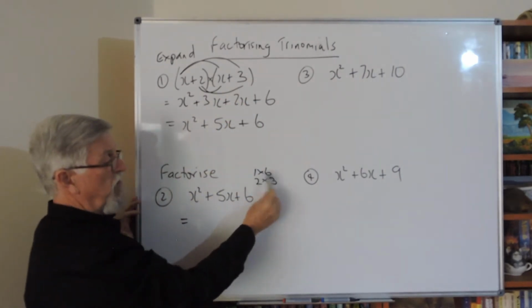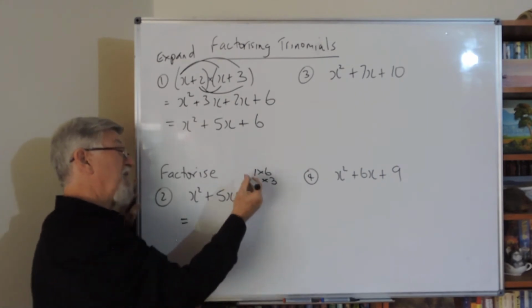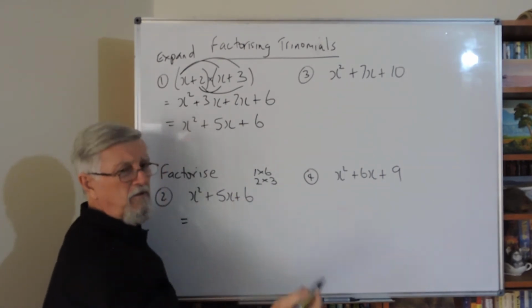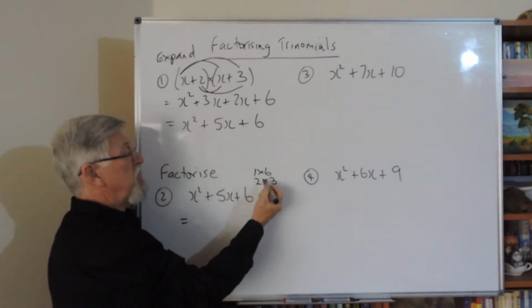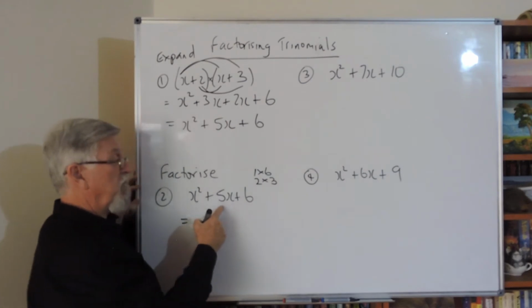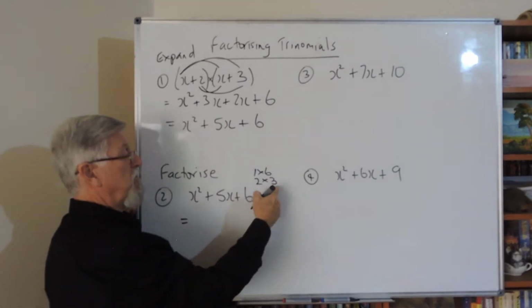So I always just write down 1 times 6. I always start with 1. Students who don't, they mess it up or they miss out on the ones that it should have been. So 1 and 6, after 1 comes 2. And I say which one of those adds up to 5? The 2 plus the 3 adds up to 5.